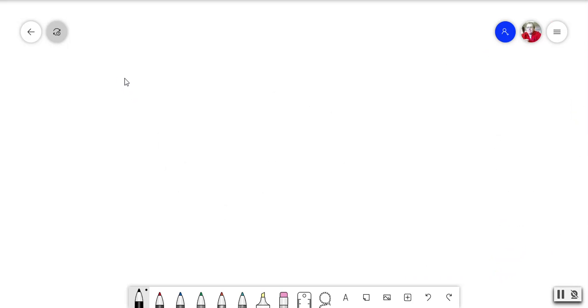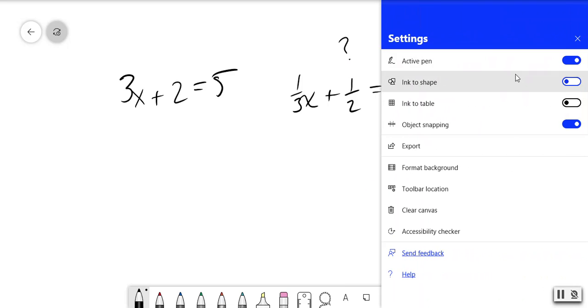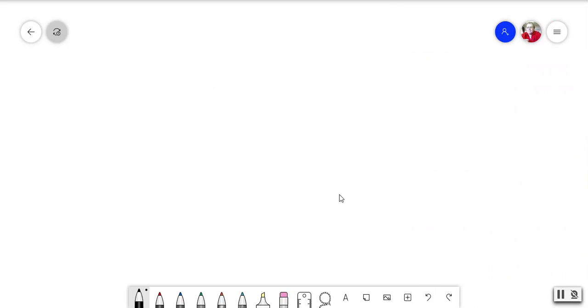So previously, you've done things like this: 3x plus 2 equals 5. Solve for x. What we want to be able to do is 1/3 x plus 1/2 equals 1/5. How do you work something like that? And trust me, it's not as bad as it looks. There's techniques for that. But we need to kind of review everything before we can get there.